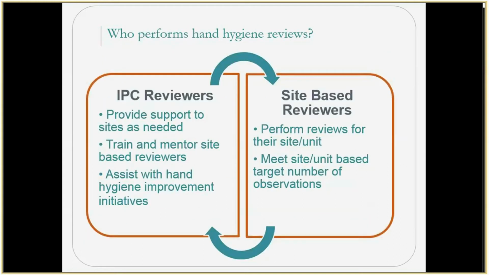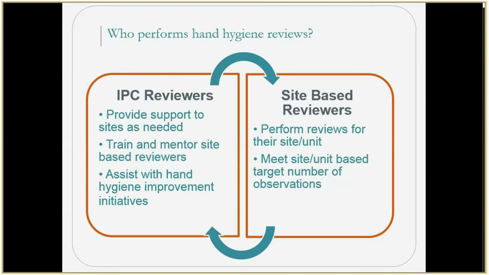Hand hygiene reviewers can be any AHS staff member. Anyone who wishes to perform hand hygiene reviews must complete the hand hygiene reviewer training. There are two types of hand hygiene reviewers: IPC reviewers and site-based reviewers. The IPC reviewers provide support to sites and assist with training and mentoring of the site-based reviewers. The IPC reviewers' hand hygiene reviews are used as a comparative to ensure accuracy of data collection by site-based reviewers. These reviews are supplementary to the site-based reviews.